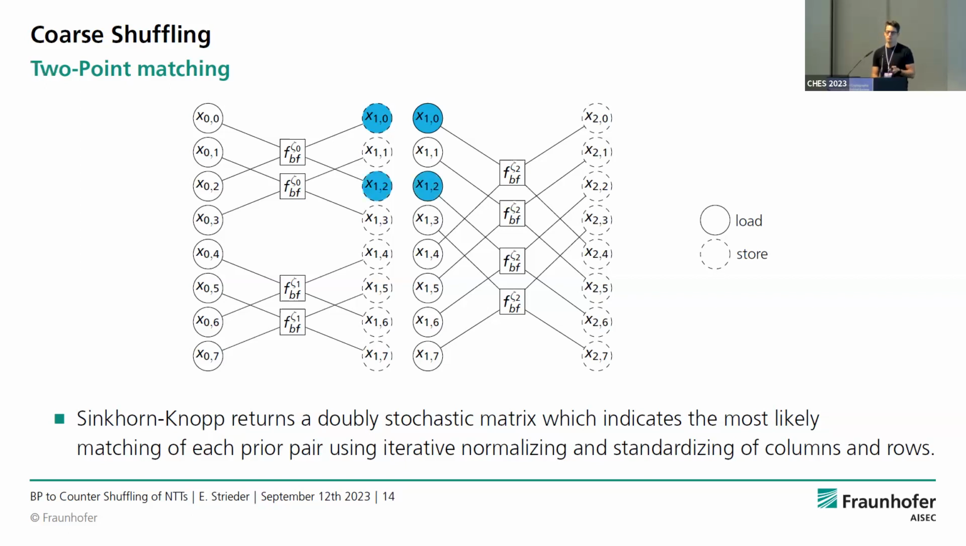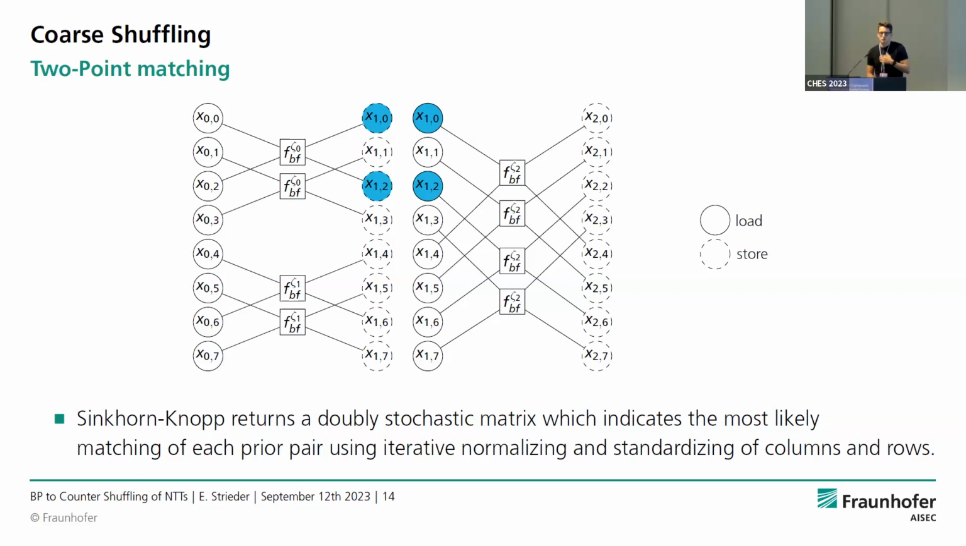But then we thought, okay, when we think about cross shuffling, the inputs are not shuffled like in fine shuffling. So the inputs and the outputs of a butterfly are loaded and stored in order. So we have some more information than only one measurement: for each butterfly, we actually have 2 measurements, 2 loads and 2 stores.